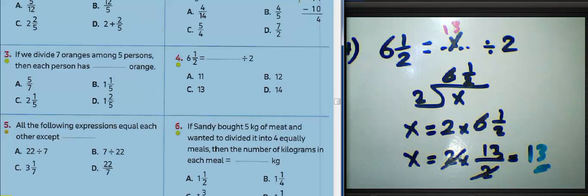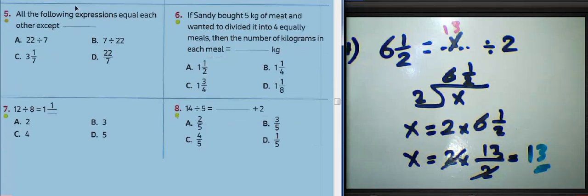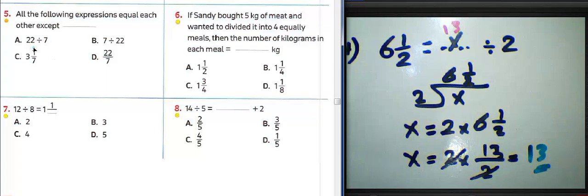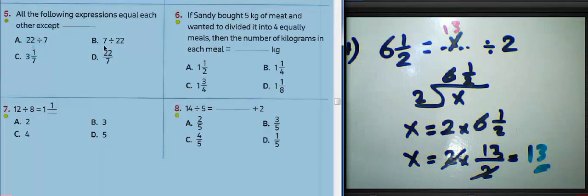About question number 5. All the following expressions are equal to each other except space. 22 over 7 does not equal 7 over 22. But 3 and 1 over 7 equals 22 over 7. So we must choose letter B. It's wrong. He asked about except. Okay, understood my students? Letter B.